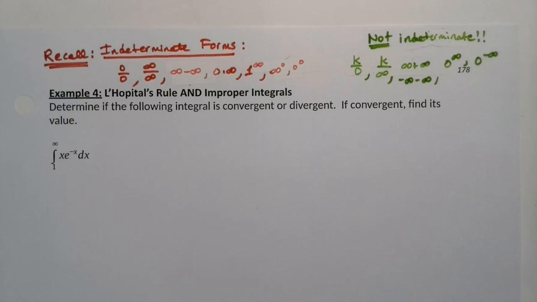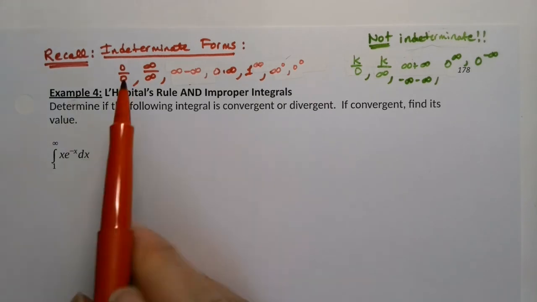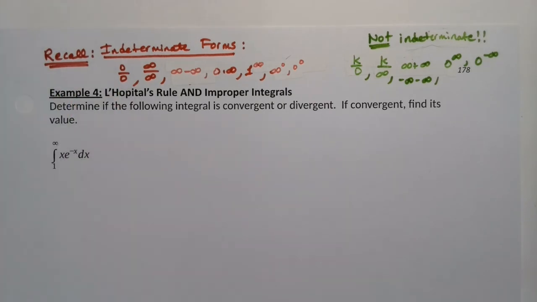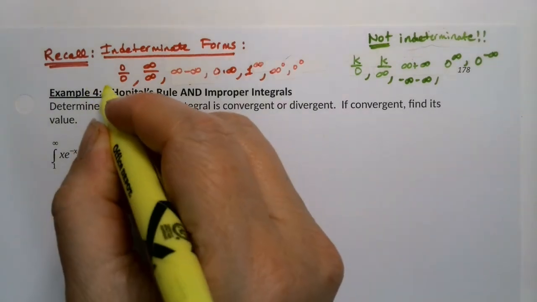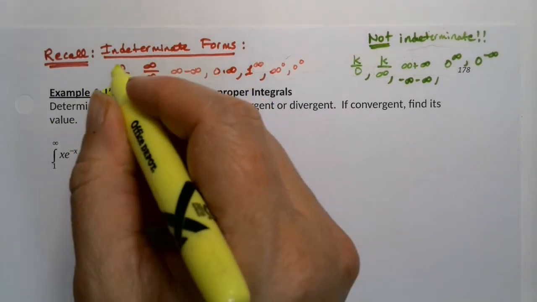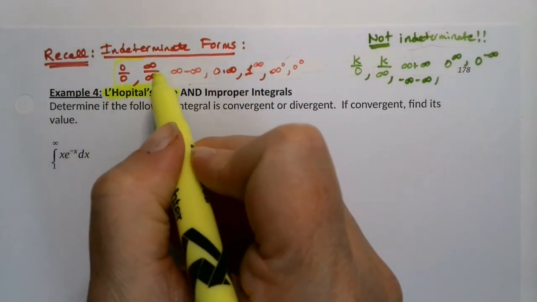So I don't know if you noticed, but there's a lot of limits and infinities floating around in this section, which means we need to be on guard for L'Hopital's rule. Now, L'Hopital's rule gets used with indeterminate forms, such as 0 over 0 and infinity over infinity.